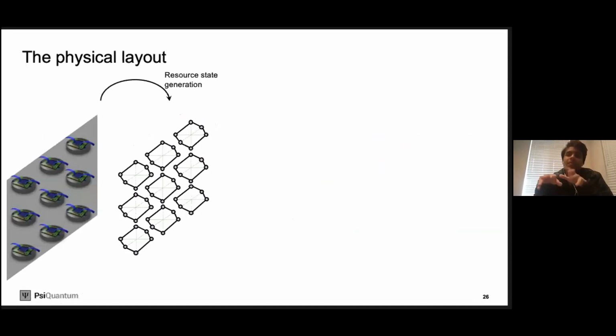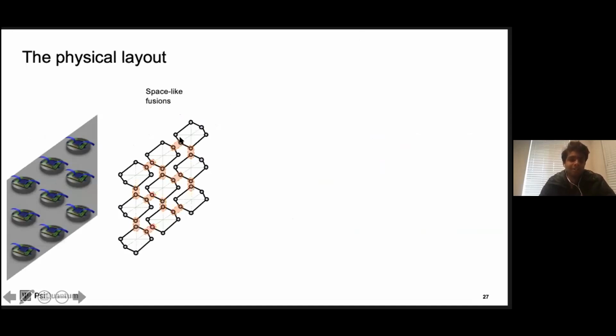So we can put these 2 elements together to create a fusion network. Consider a 3x3 layout of resource state generators. As you see here, it's a 3x3 generation of resource state generators. On every time step, these 9 resource state generators will create 9 resource states, as you see here. And as soon as these resource states are created, these space-like fusions between these resource states can be performed.